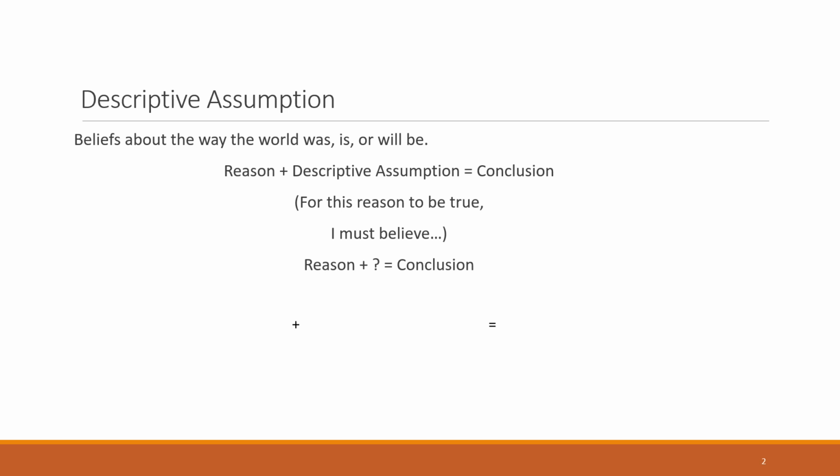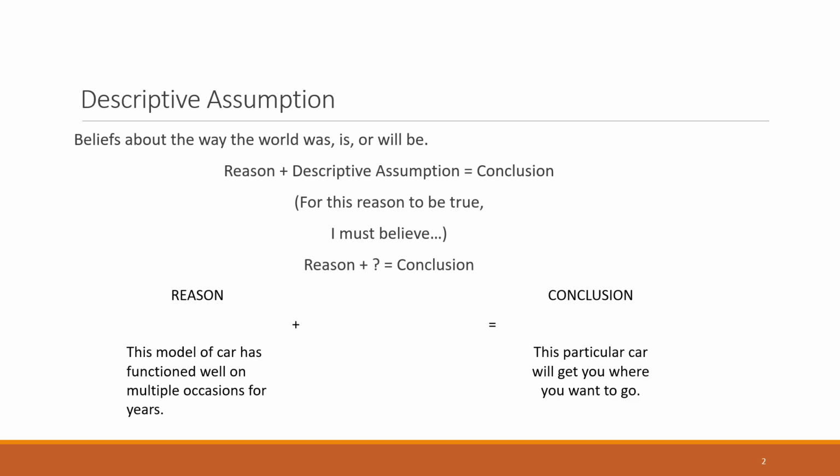So in our textbook, the author gives us an example of a model car that is reliable. So the author presents his or her first reason and says that this model car has functioned well on multiple occasions for years. Therefore, the author's conclusion is that this particular car will get you where you want to go. Remember that the assumption, which is the missing add-in, is the link between the reason and the conclusion. And the assumption is what strengthens this argument.